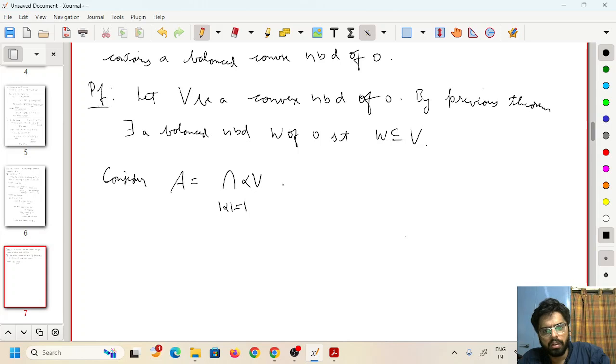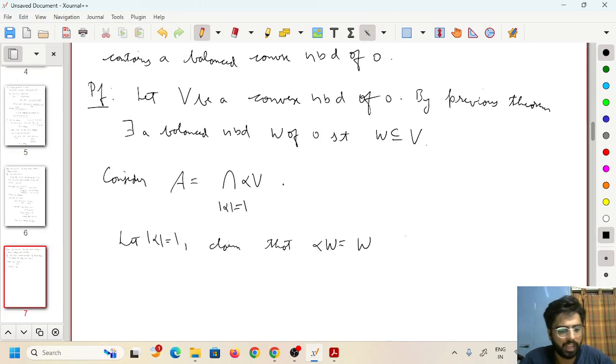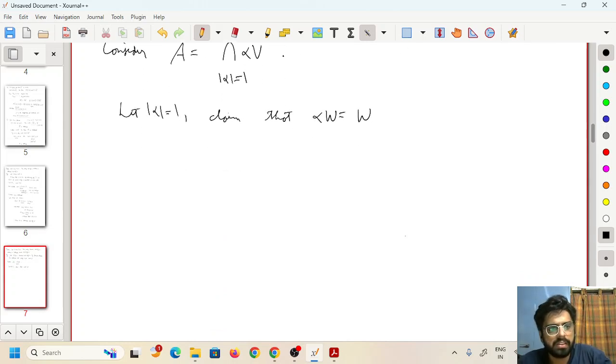Okay, before that, let mod alpha be equal to 1, then I claim that alpha times W is equal to W. This is a simple claim. Since W is balanced, alpha times W is already contained in W. One side is already true because W is balanced. To show that W is contained in alpha W, since mod alpha equal to 1, mod alpha inverse is also equal to 1, right? And again, since W is balanced, alpha inverse times W is contained in W.